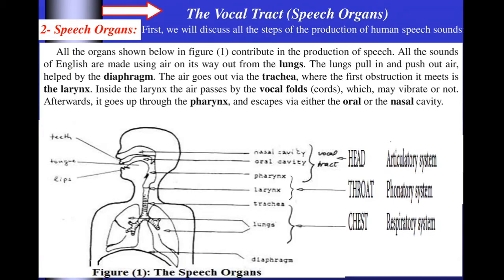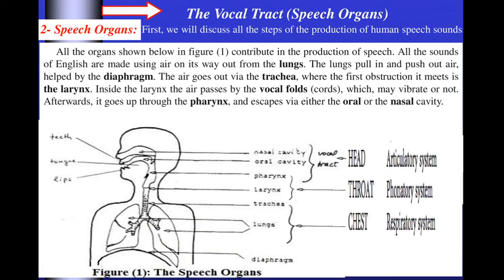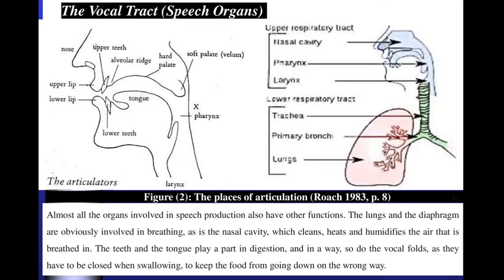The air goes out via the trachea, القصبة الهوائية, where the first obstruction it meets is the larynx, الحنجرة. Inside the larynx, it passes by the vocal folds, الأحبال الصوتية, which may vibrate or not. Afterwards, it goes up through the pharynx, then it escapes via either the oral cavity, التجويف الفموي, or the nasal cavity, التجويف الأنفي. Almost all the organs involved in speech production also have other functions.